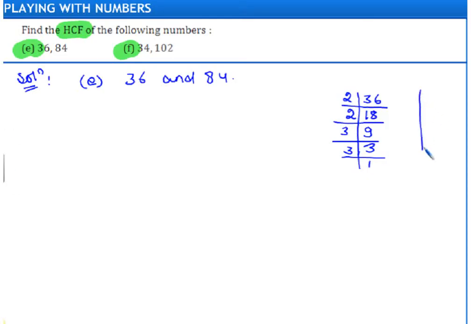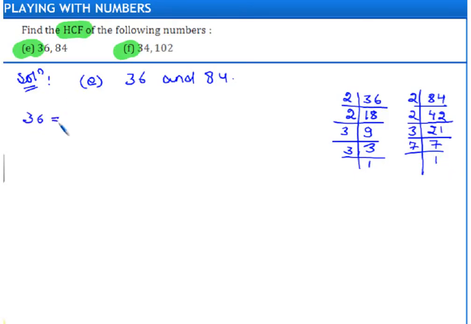Now let us find the factors of 84. The smallest prime number which divides 84 is 2, and 2 into 42 is 84. Now the smallest prime number which divides 42 is 2, so 2 into 21 is 42. The smallest prime number which divides 21 is 3. 3 sevens are 21. And the smallest prime number which divides 7 is 7. So 7 ones are 7.